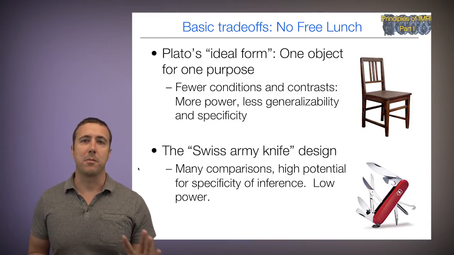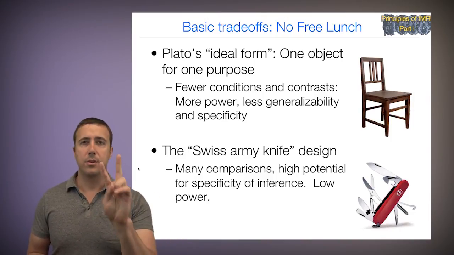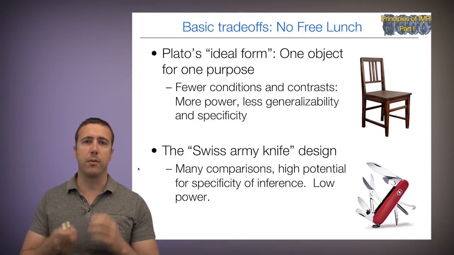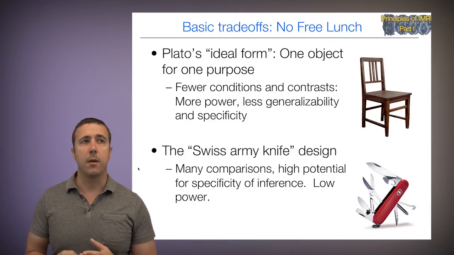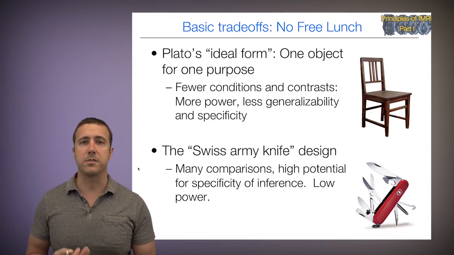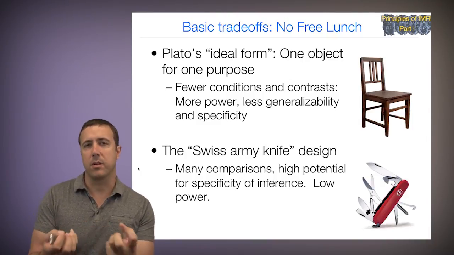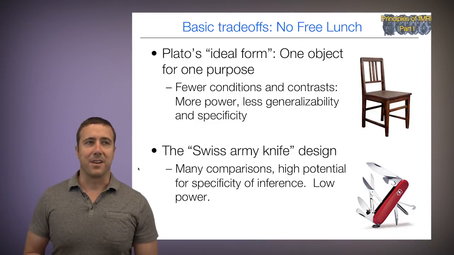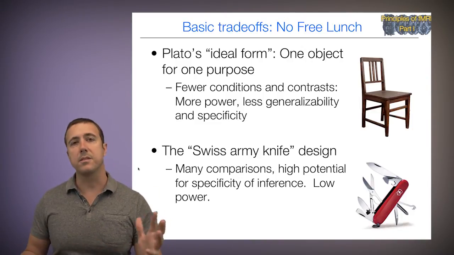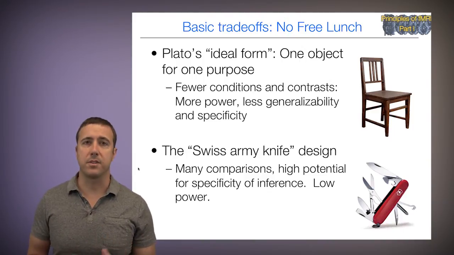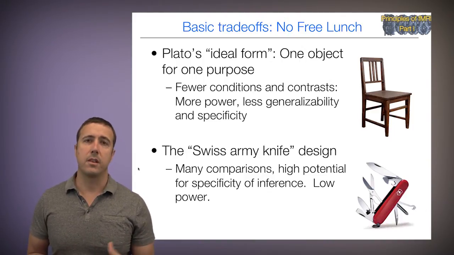In an ideal form type of design, we have few conditions and contrasts. Ideally, two conditions that we're interested in comparing with maximal power. So we have lots of power, we're focusing only on that one comparison, and we have less generalizability and less specificity. We can't do many kinds of comparisons to triangulate on what's really happening. The other kind of design I'll call the Swiss Army knife design. And this is one in which we have many comparisons, many different conditions, and there's high potential for making specific inferences. However, there's very low power.